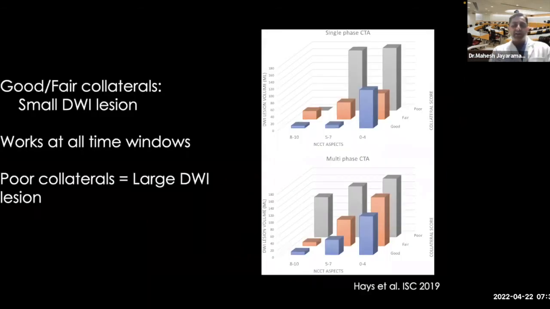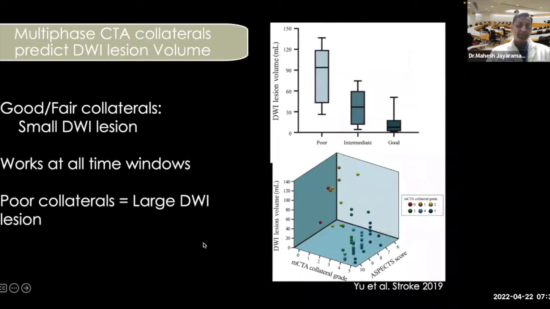We looked at this in our data set, and what we found is if you have favorable ASPECTS and a favorable collateral score on multi-phase CTA, you have a small DWI lesion. And if you have either a poor ASPECTS score, 0 to 4, or a poor collateral score, you have a large DWI lesion. And this is also shown very nicely in this paper in Stroke in 2019. Bottom line, poor collaterals on multi-phase CTA shows you that you have a large DWI lesion.